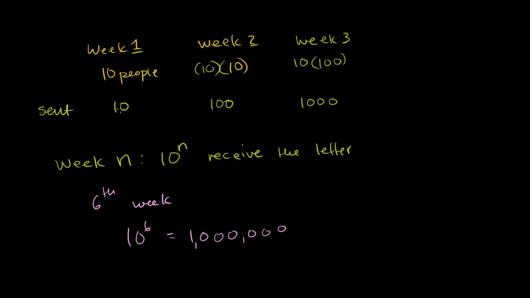And obviously in the real world, most people chuck these in the basket, so you don't have this good of a hit rate. But if every 10 people you sent it to also sent it to 10 people, and so on and so forth, by the 6th week, you would have 1,000,000 people. And by the 9th week, you would have 1,000,000,000 people. And frankly, the week after that, you would run out of people.